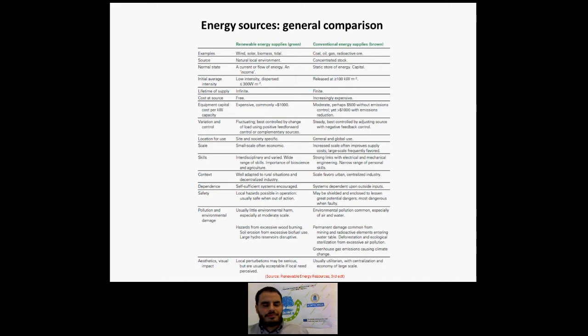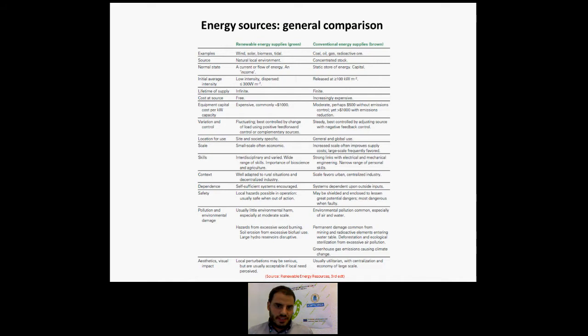The context of renewable energies is well adapted to rural situations and decentralized industry, while in the case of conventional energy supplies, the context is that scale favors urban centralized industry. Concerning dependence, in the case of renewable energies, self-sufficient systems are encouraged. In the case of conventional energy, systems are dependent upon outside inputs.